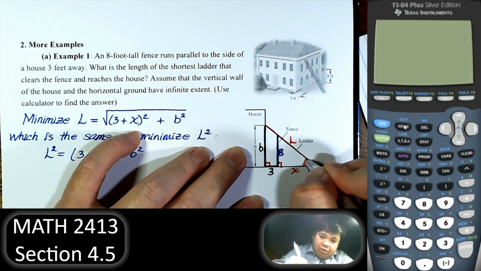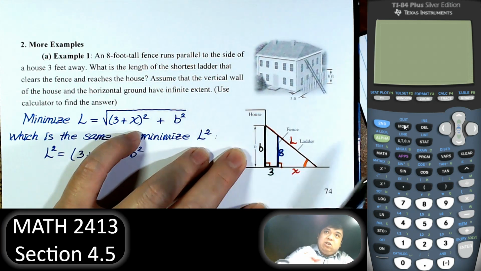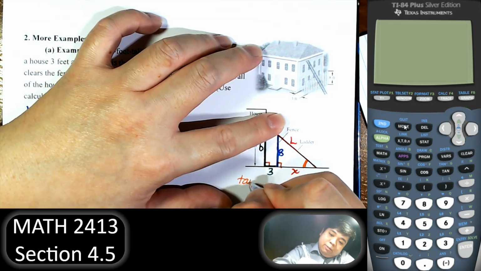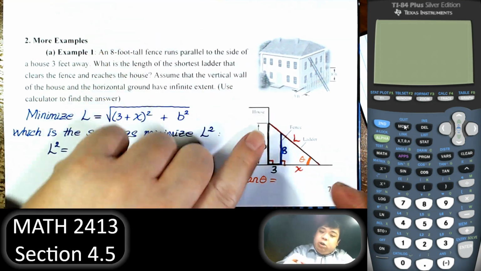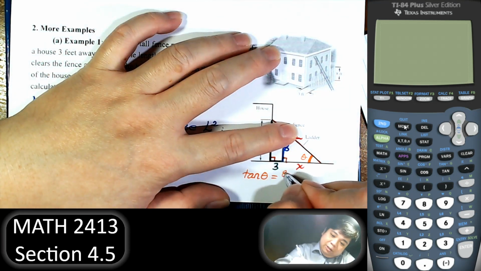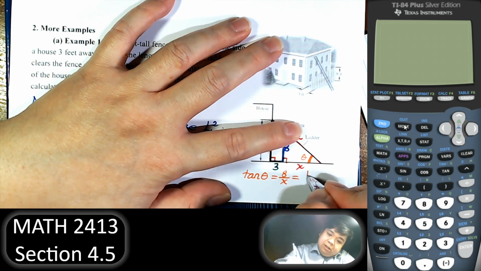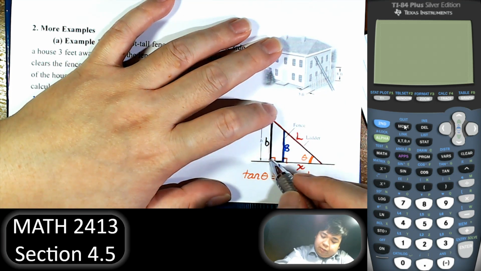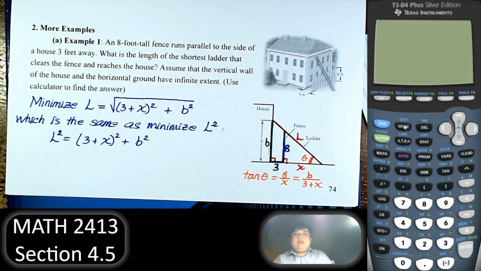Now, with respect to this angle, we have opposite and adjacent. So I will write tangent of, say, this angle theta is equal to, with the small triangle, opposite over adjacent, and with the big triangle, opposite over adjacent. So we have that, right? And now can we solve for x? Solve for b in terms of x.